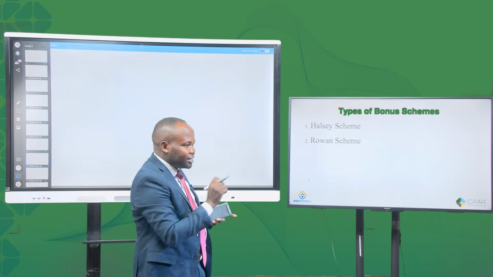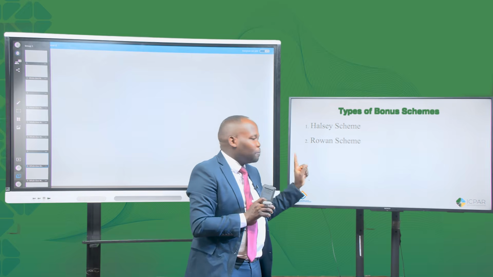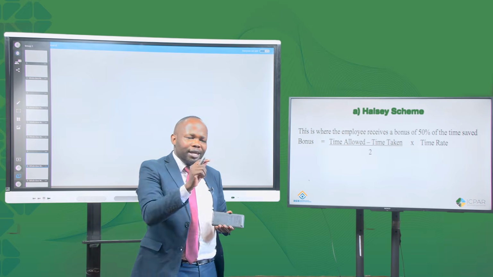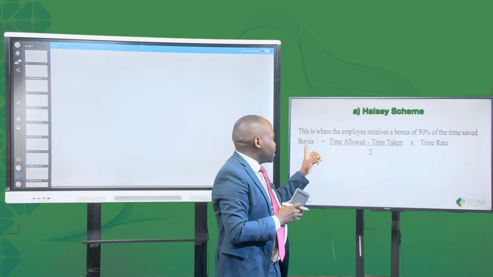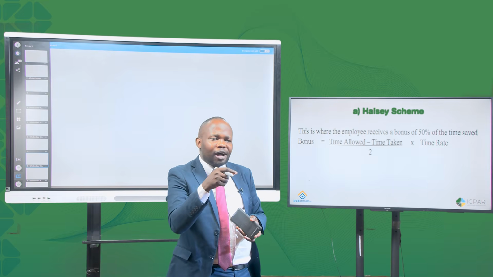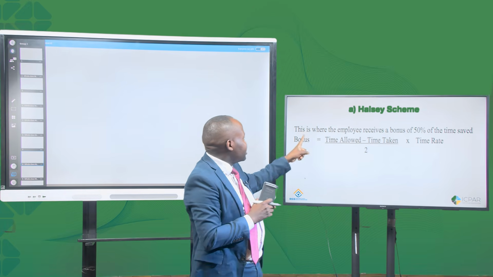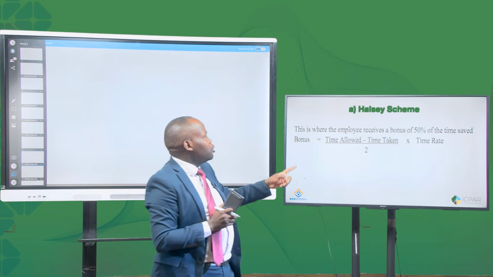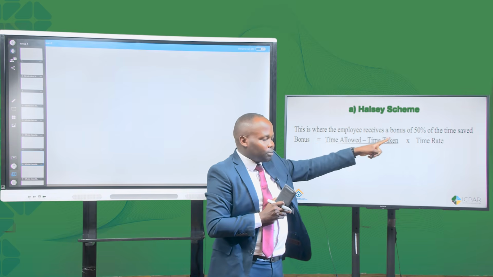Now, when calculating bonuses, there are 2 types of schemes. We have what we call Halsey scheme and Rowan scheme. So Halsey scheme is where the bonus received is 50% of the time the employee has saved. Remember, the second reason for giving out a bonus is to enable employees to work fewer hours. So you will take time allowed, the standard time, minus time taken, divide by 2 times the rate of pay.